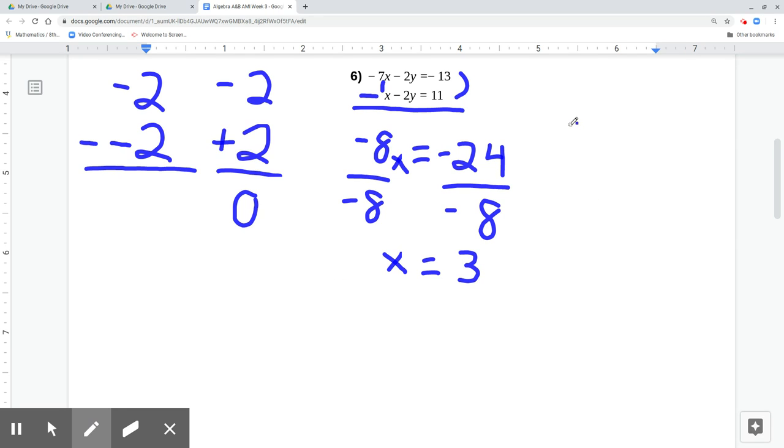So that's going to look like the following. I'll have 3 minus 2y equals 11. And then we'll need to solve that using inverse operations. So go ahead and pause the video and see if you can figure out what operation we will do first to solve for y.